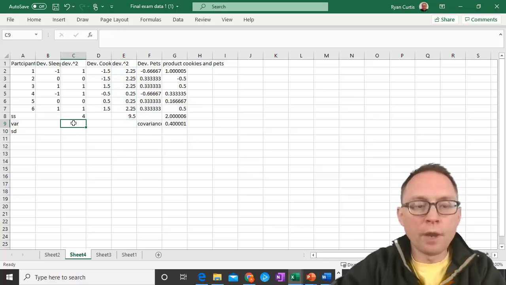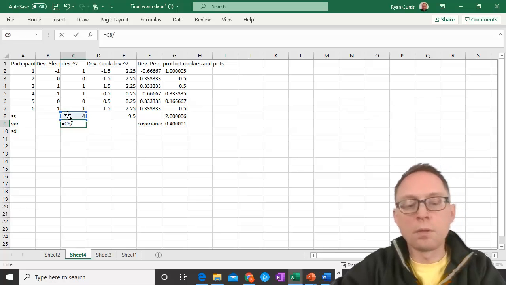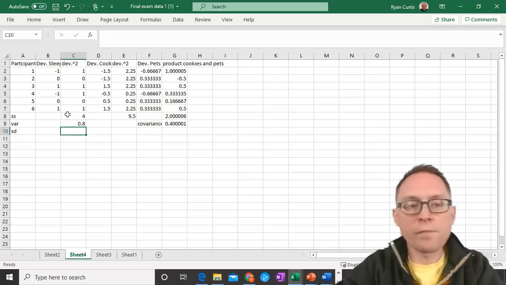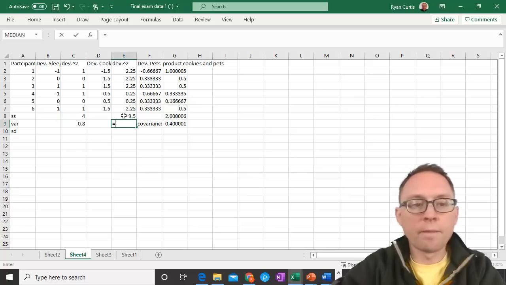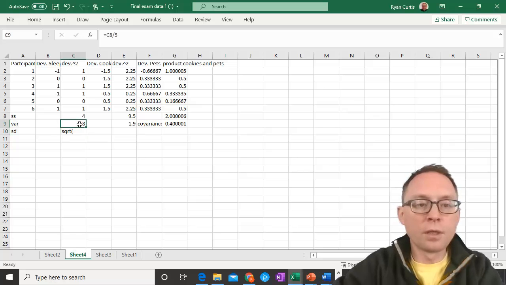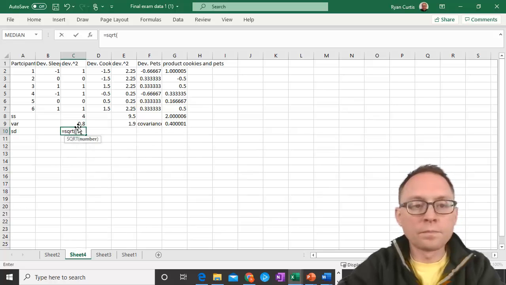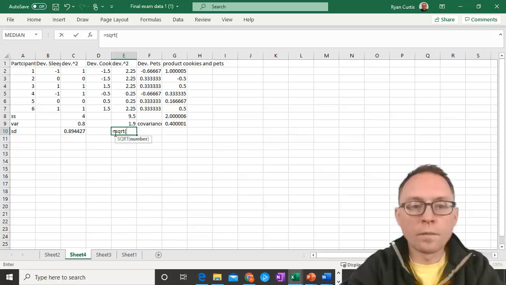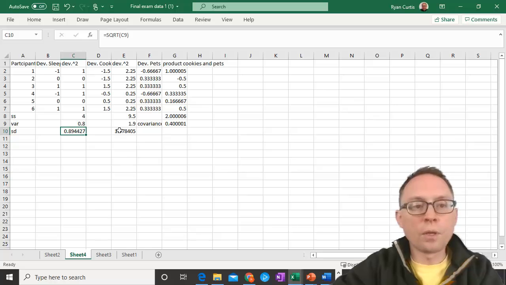Right? The variance then equals this divided by n minus 1. So n is 6, n minus 1 is 5. Same thing here. And then the square root of that will be our standard deviation. Okay, so those are our standard deviations for sleep and standard deviations for cookies.